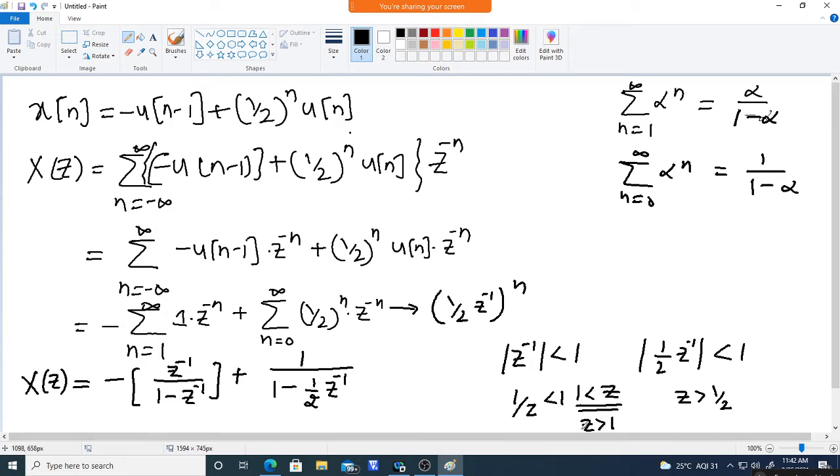Now which values are greater, accordingly we write the ROC. Somewhere here half will come, the pole, and here somewhere 1 will come, so the ROC should be greater than 1. Is it clear? Any doubt in this?